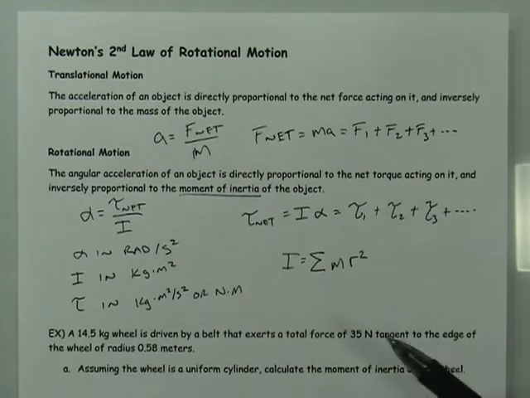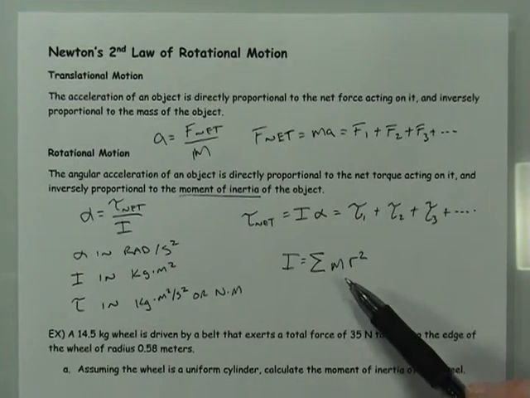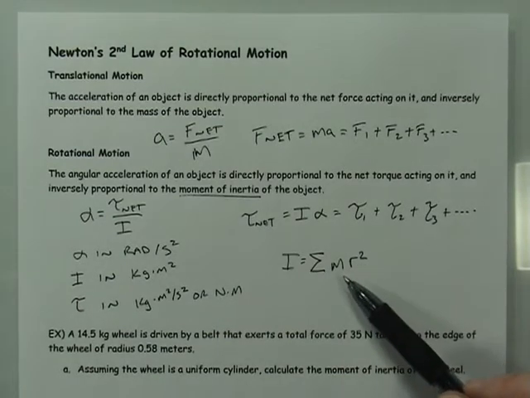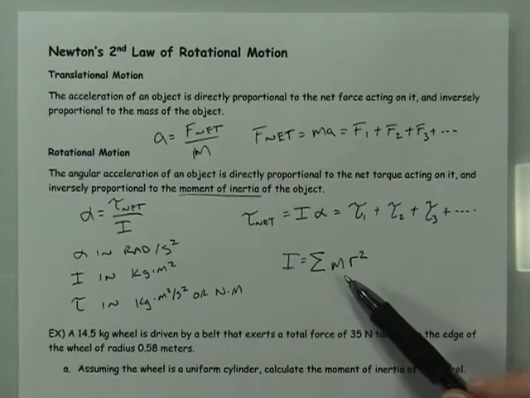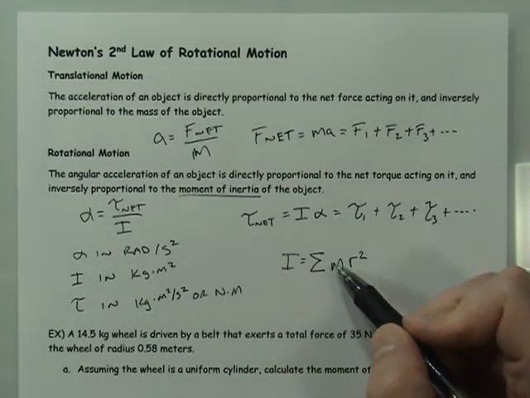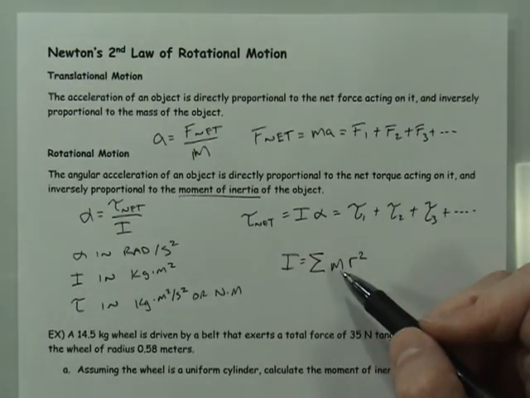So essentially, for each individual atom, we would figure out what its mass is. We'd figure out how far away it is from the axis of rotation, and then we would square that distance and multiply by that mass, and we would get the moment of inertia for that atom. And then if we want to know the total moment of inertia for an object, we would have to add up all those moments of inertia. Now, it's not really very feasible to do something like that.